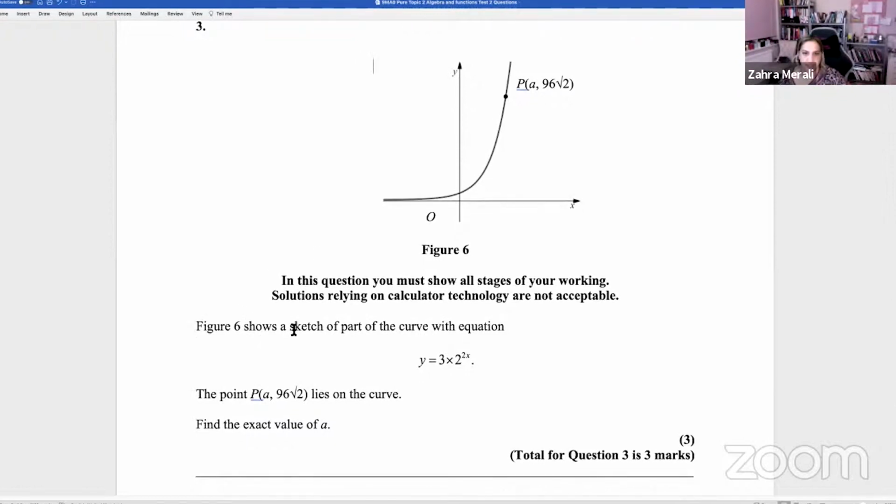Okay, so we're essentially making it equal to. So this is our x coordinate and this is our y coordinate. So we've got 96 root 2 equals 3 times 2 to the 2a. Right, so the first thing I'm going to do is 96 divided by 3. So I've got 32 root 2 equals 2 to the 2a.